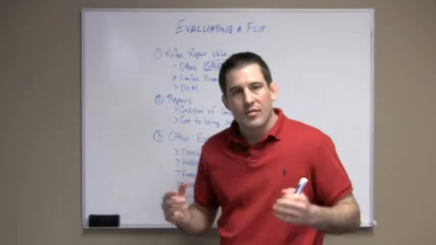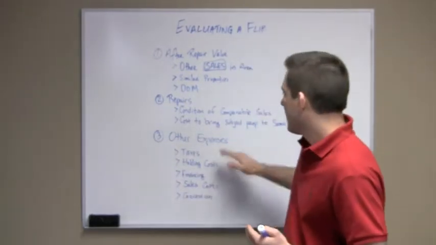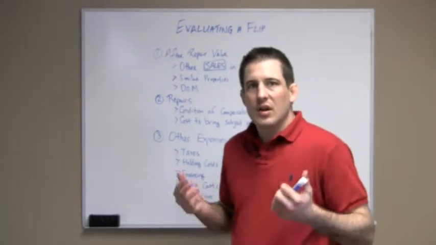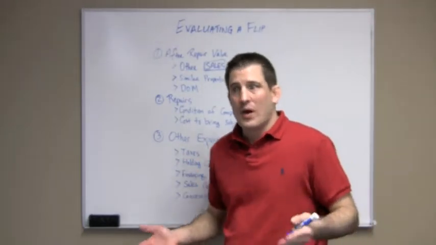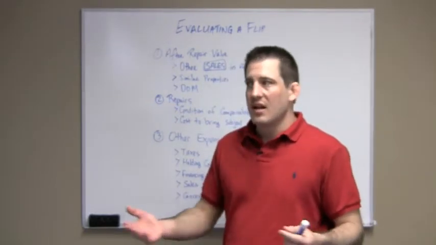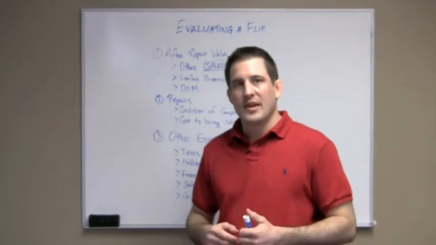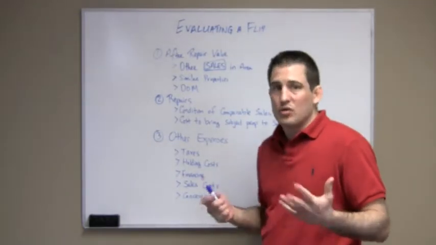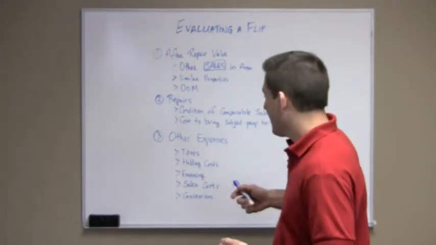Then the third thing that we've got to look at here is the other expenses. These are the things that are often overlooked until it's closing day. When you thought you were going to make $50,000 and you see the settlement sheet and you're only making $25,000. That's because of things like taxes, both transfer tax and property tax that has to be paid.